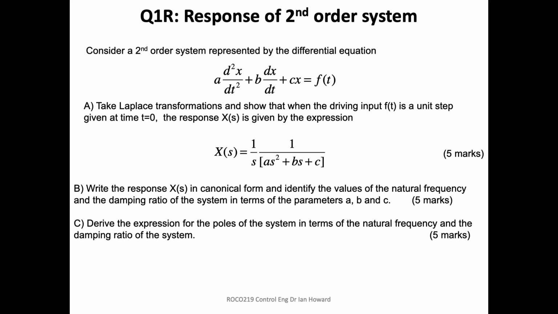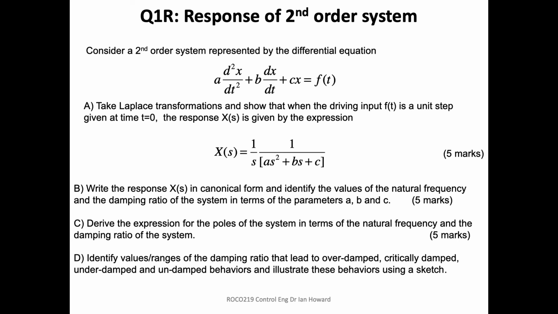Then we're going to derive an expression for the poles in terms of natural frequency and damping ratio. And finally, identify what damping ratios relate to having an overdamped, critically damped, underdamped, and an undamped system, and illustrate what typically these would look like using a sketch.